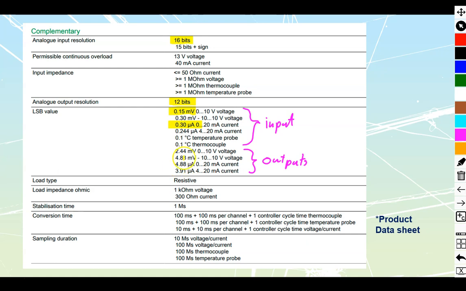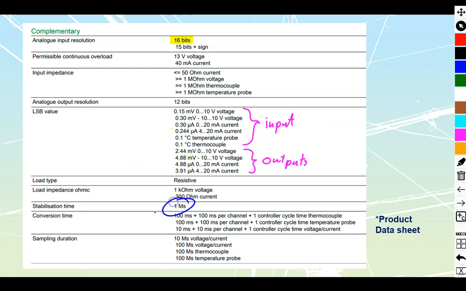When it comes to my outputs, they are much coarser in what I can affect. You'll note that the smallest output change that I can make is 2.44 millivolts on the 0 to 10 volt, and that doubles to 4.88 when I'm on the plus or minus 10. Same with my current over here. The smallest change that I can make is 4.88 microamps, or 3.91 microamps on the 4 to 20 milliamps. So because we have that smaller resolution, we are going to have coarser steps that we achieve off of it.